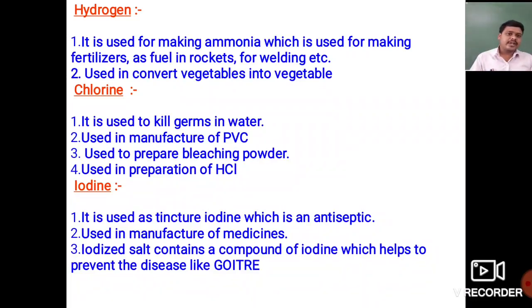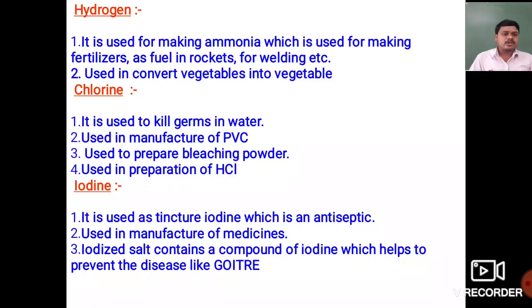Not only in water treatment, this chlorine will be used in the manufacturing of PVC. What do you mean by PVC? Have you observed the plastic pipes? They are manufactured by using PVC. What is the full form of PVC? Yes, polyvinyl chloride. PVC is nothing but polyvinyl chloride. So this polyvinyl chloride will be used in the manufacturing of plastic equipment or plastic products.